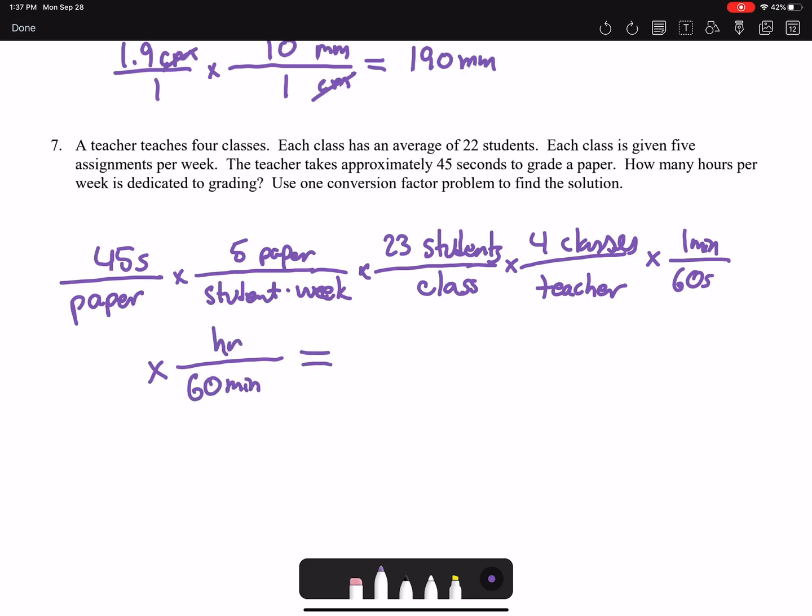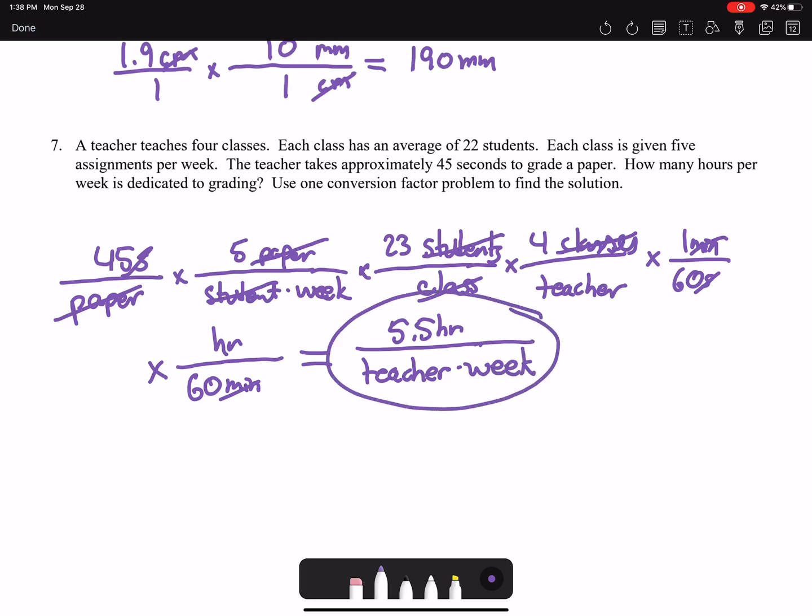Now we're going to cross off the like terms. So papers cross out, students cross out, classes cross out, okay? Seconds cross out, and minutes cross out. And we're left with how many hours per teacher per week. Okay, so we have 5.5 hours per teacher. That unit is still there, and the week is still there. And that's the final answer. And that's all we got.